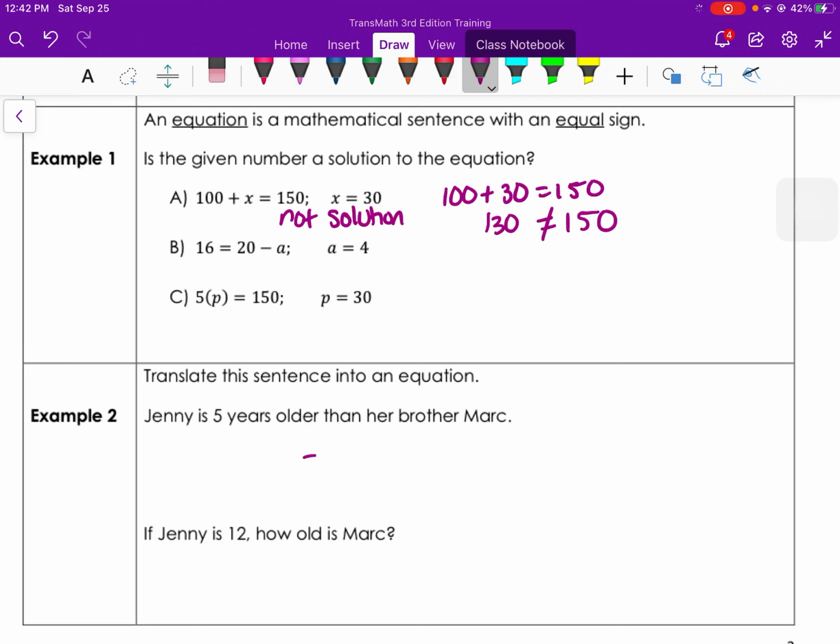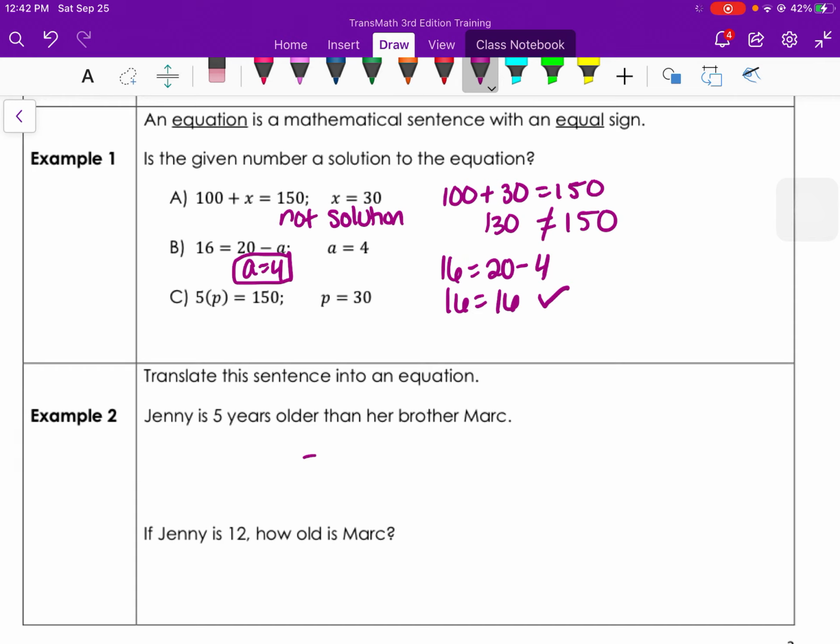So that means that x equals 30 is not a solution. But how about 16 equals 20 minus a? Is a equals 4 a solution? Well, if 16 equals 20 minus a and a is 4, does 16 equal 20 minus 4? It does. So a equals 4 is the solution.